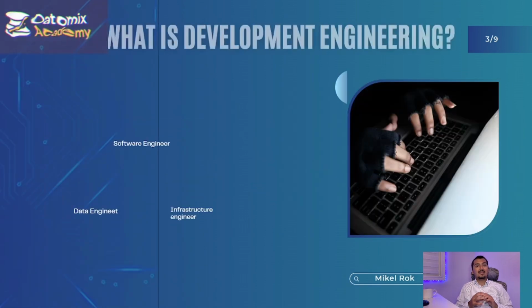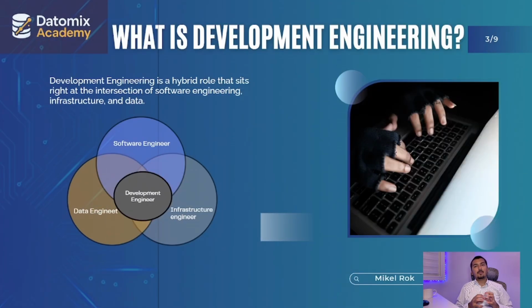Let's start with the basics. Development engineering is a hybrid role that sits right at the intersection of software engineering, infrastructure, and data. In simple terms, a software engineer builds the app. An infrastructure engineer sets up the servers. A data engineer moves and transforms the data. But a development engineer connects everything and makes it all work together in the real world, mostly in production environments.